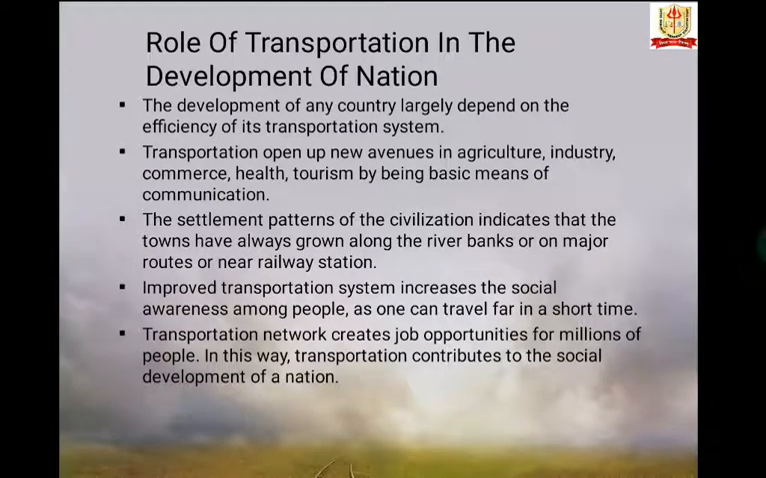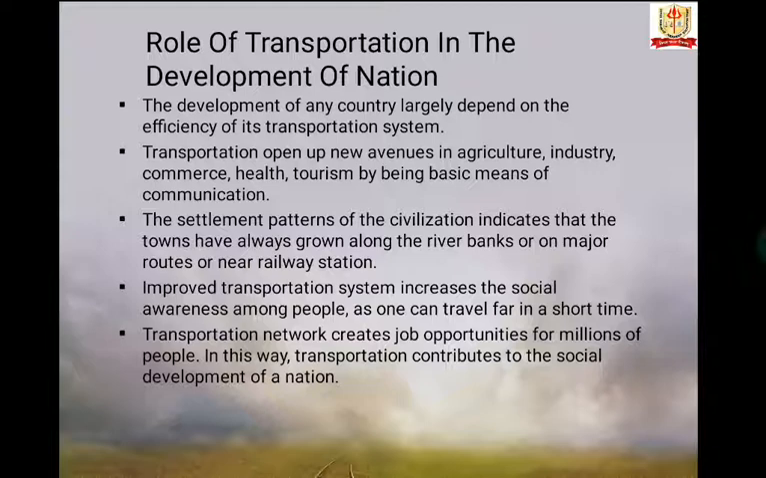Role of transportation in the development of nation. The development of any country largely depends on the efficiency of its transportation system. Transportation plays an important role in development of nation. It contributes in the progress of nation by economical, industrial, social and cultural development.